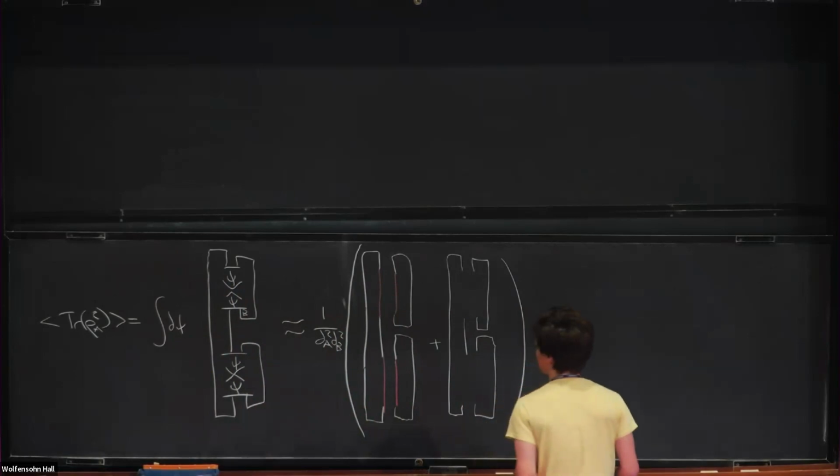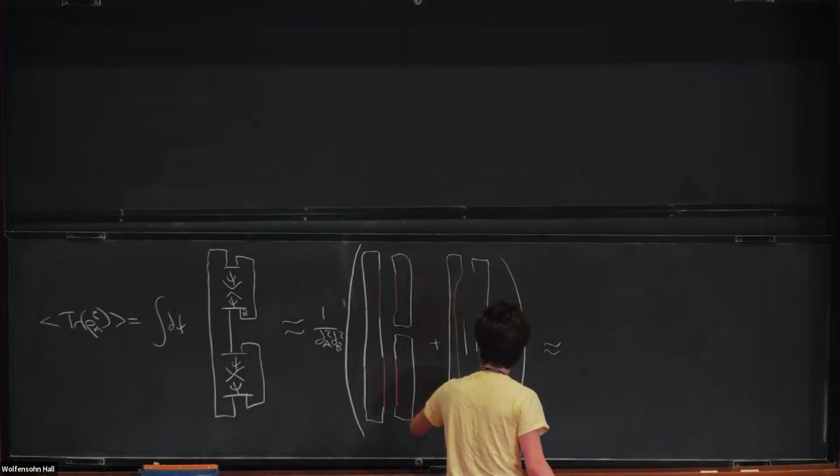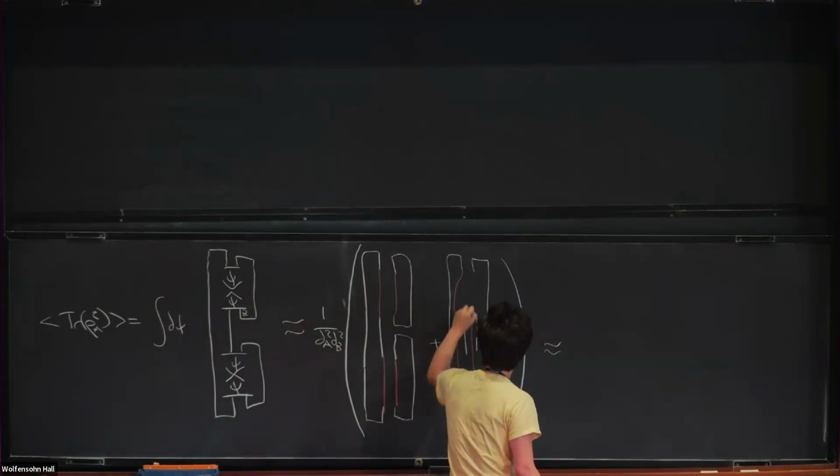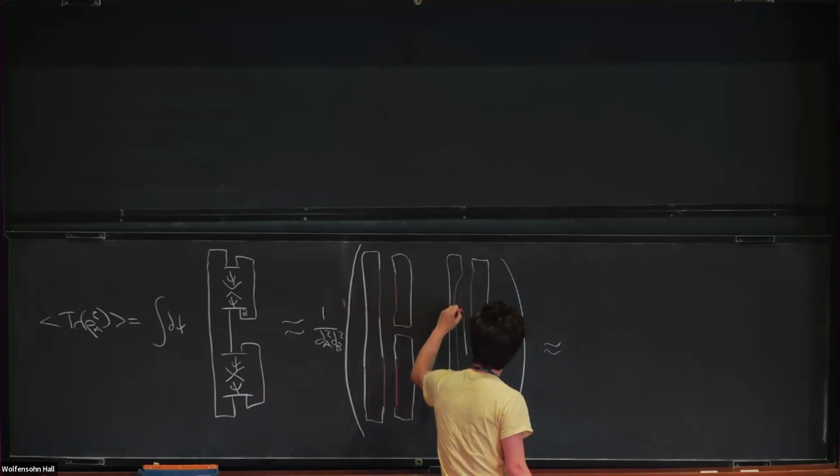And then the second thing we can do is swap the two copies. So here gets connected to here. The first copy gets connected to the second copy, and the second copy gets connected to the first copy.